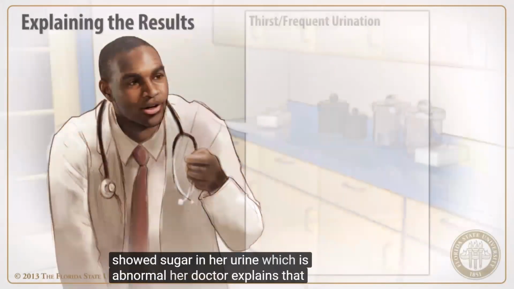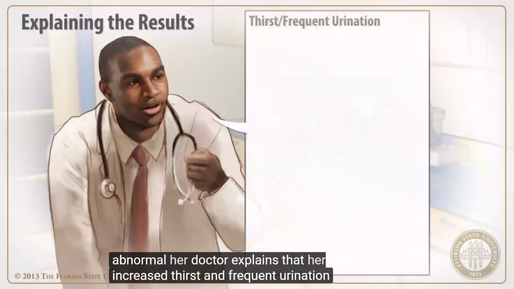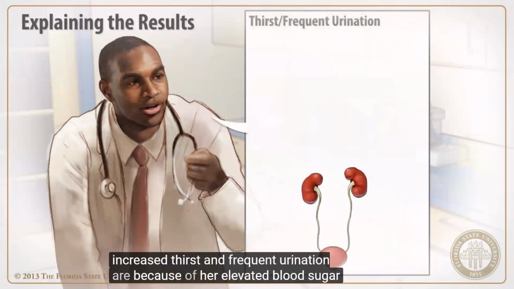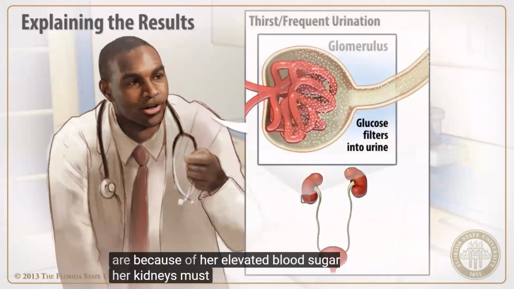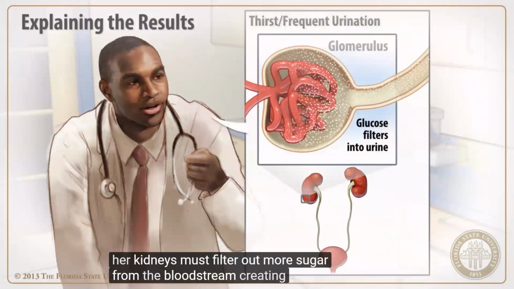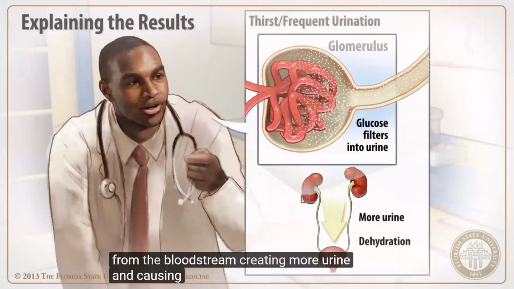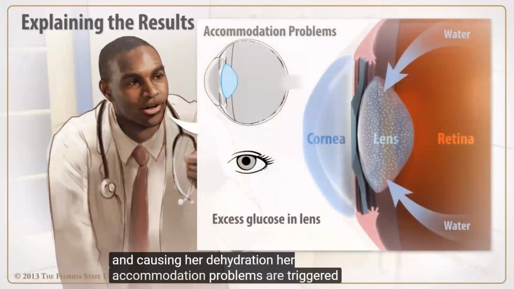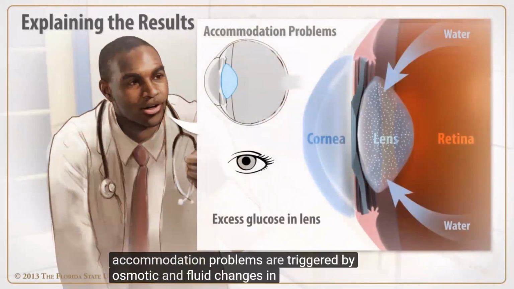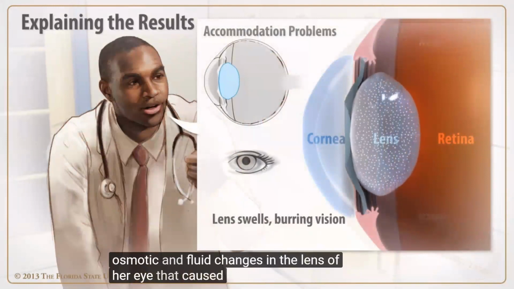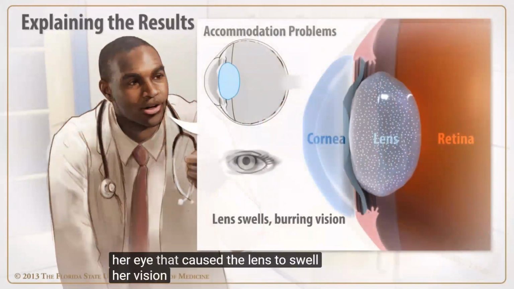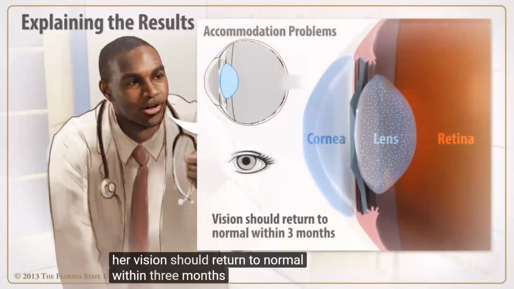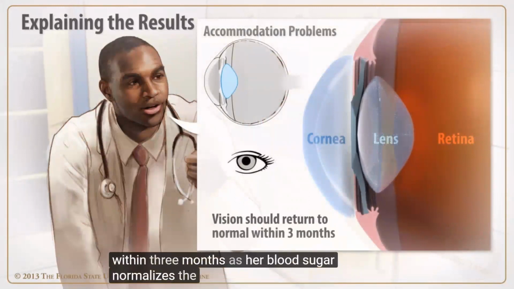Her doctor explains that her increased thirst and frequent urination are because of her elevated blood sugar. Her kidneys must filter out more sugar from the bloodstream, creating more urine and causing her dehydration. Her accommodation problems are triggered by osmotic and fluid changes in the lens of her eye that cause the lens to swell. Her vision should return to normal within 3 months as her blood sugar normalizes.